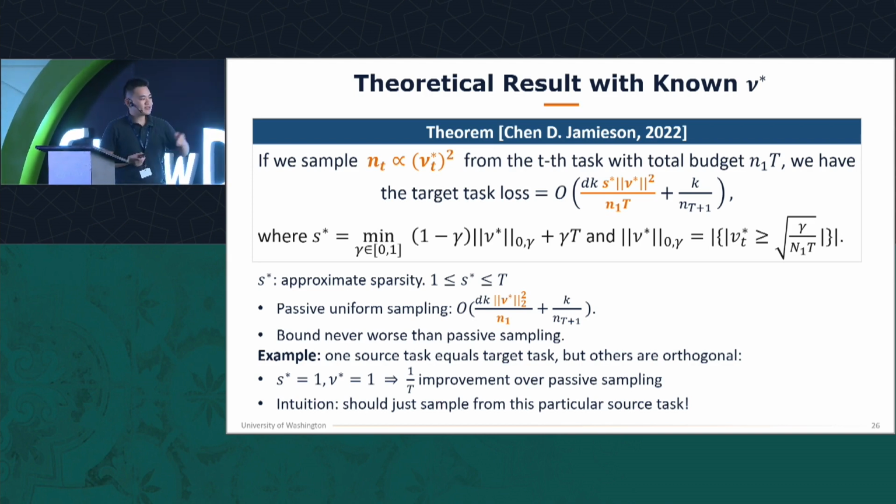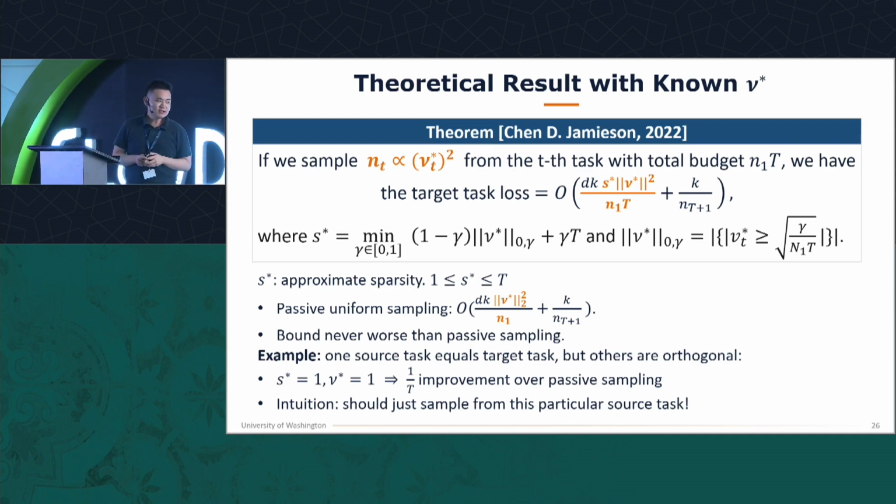So consider this example. You have one source task equal to the target task, but the others are orthogonal, and you know this task relevance. Here, you can show that S star equals 1, nu star equals 1 for one entry. If you compare these two bounds, you have S star equals 1 in the active learning bound, and in the passive learning bound you don't have this S star. So you can have a 1/T improvement over the passive sampling. This is one scenario where you have a clear improvement.